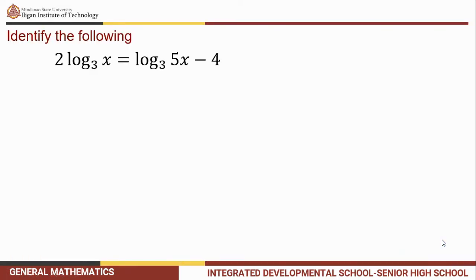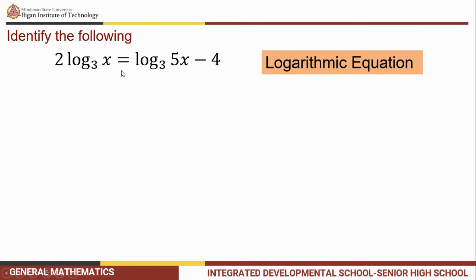And now let's identify the following. In this case, what have we noticed? This is considered a logarithmic equation. It is because it involves a logarithm, and the symbol that has been used here is the equal sign. So therefore, this is a logarithmic equation.